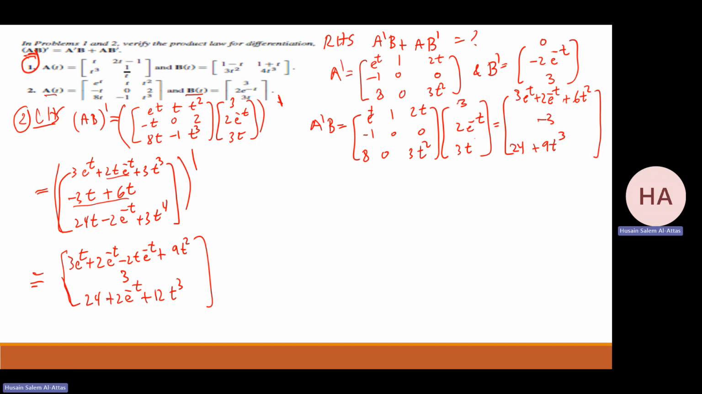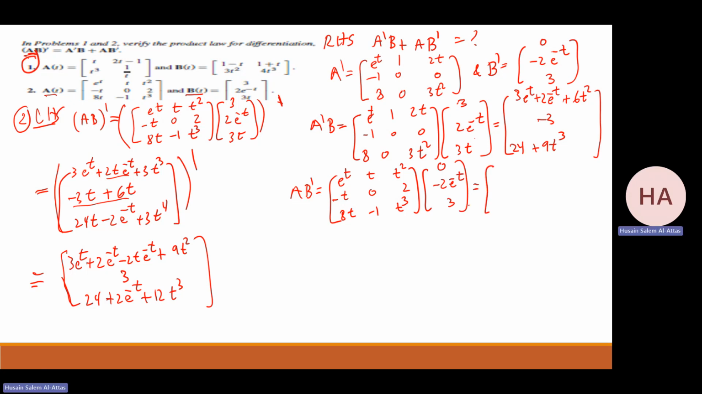Now we'll come to AB prime. A is e^t, t squared minus t, 0 to 8t, minus 1, t cubed, times B prime. Where is B prime? This is B prime: 0, minus 2, t, minus t, 3.